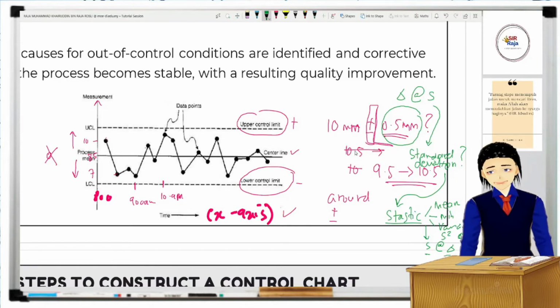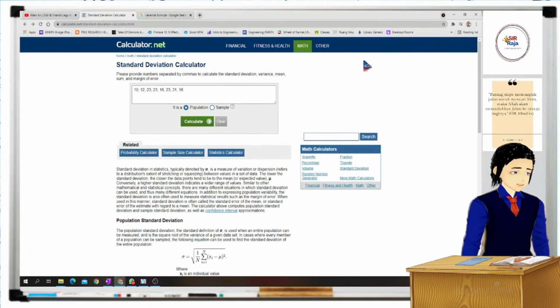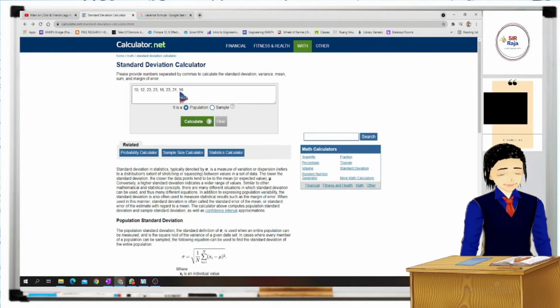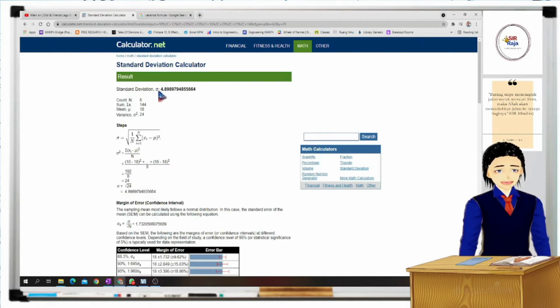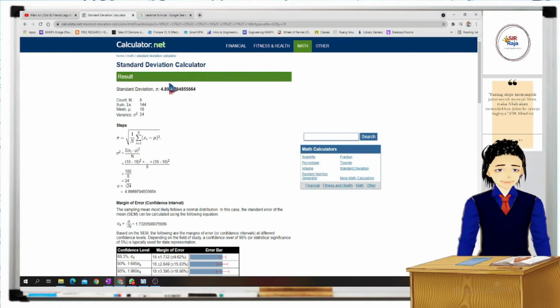What you can do, you can just use Google, put your values in, and make the calculation. So you can straight away get the result. This is an example of the values I'm using. I got the standard deviation 4.89897 and so on, so this is about 4.9. This is my plus minus, so plus 4.9, minus 4.9.